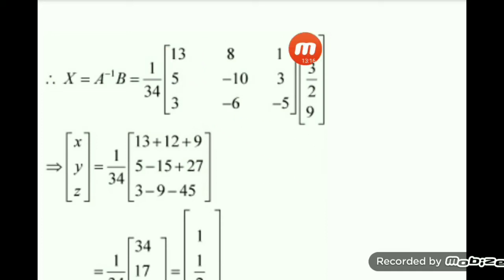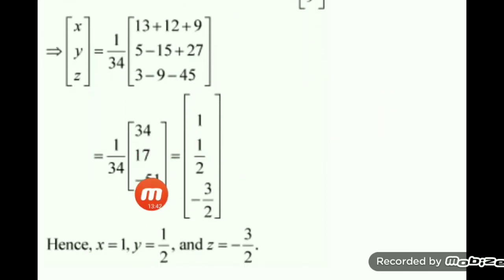So I have done the calculation here. This is 13, this is 8 into 3 by 2, the 2s cancel out, this is 12, and then 9. Then again first row, second column, this is the element 5 into 1 by 5, this cancels, minus 15, and this is 27. Then third row, first column, this is 3, and here it is minus 9, this is minus 45. Okay, and do the calculation. We have got the calculated value as 34, 17, 51, and 34 we can divide now. 34 by 34 is 1, 17 by 34 is half, and 51 by 34 you can divide by 17. 17 times 3 is 51, and 17 times 2 is 34.